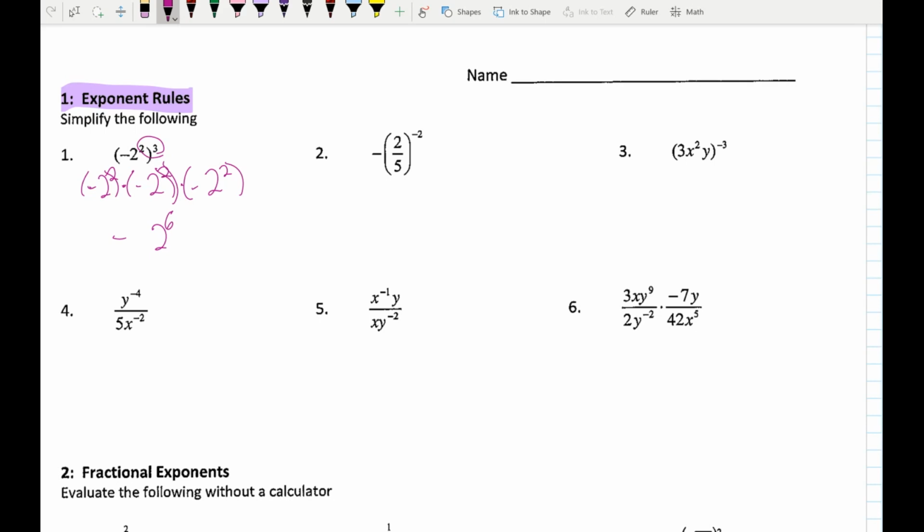Now, there's a bit of a catch on this one. It's that it's not -2 squared, but it's (-2) squared. -2 squared is not the same as (-2) squared. And so when we do this, we actually have the 2 to the 6th and then the -1 to the 3rd. I know I started off with kind of a tough one here.